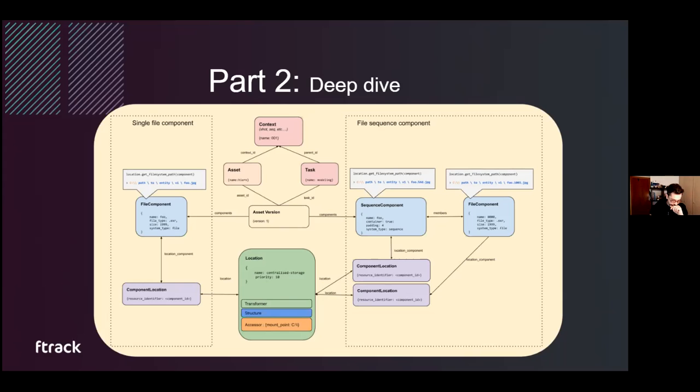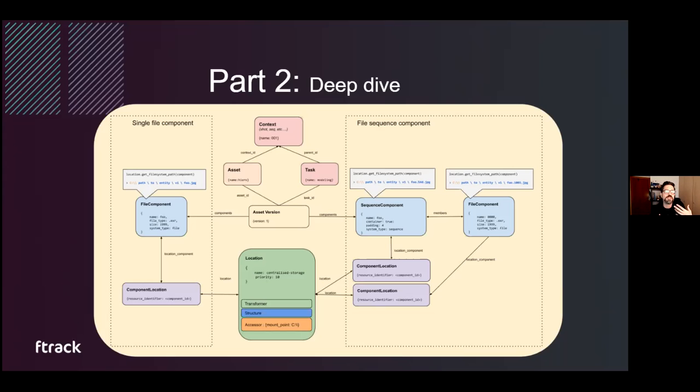Let's start on the left side. We're going to start looking into the simplest of the examples, which is the file component. You remember, file component, sequence component. File components deal with single files, sequence components with file sequences. So let's start with the simple one. See, single file component: when I do location get file system, I will get the resulting path of my component, but where does this information come from?